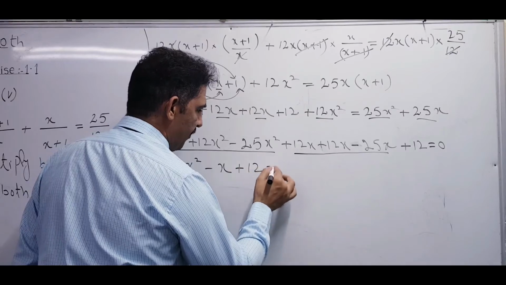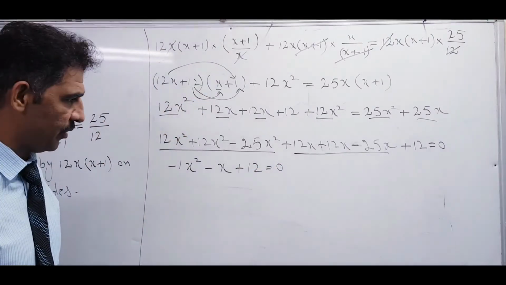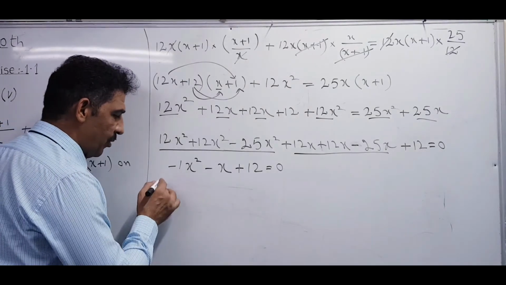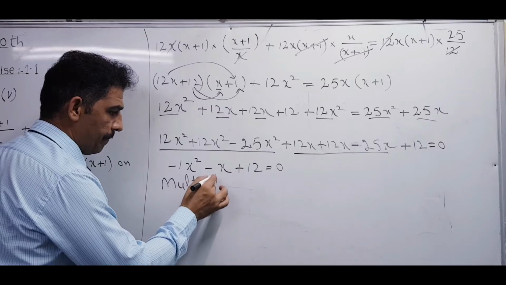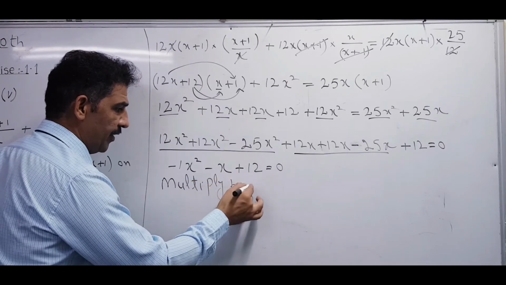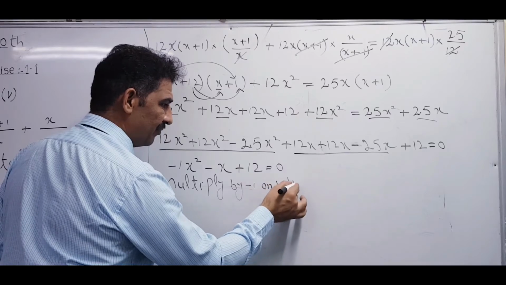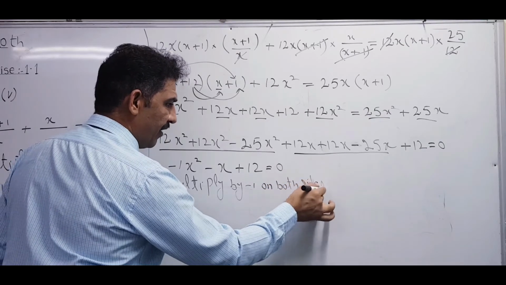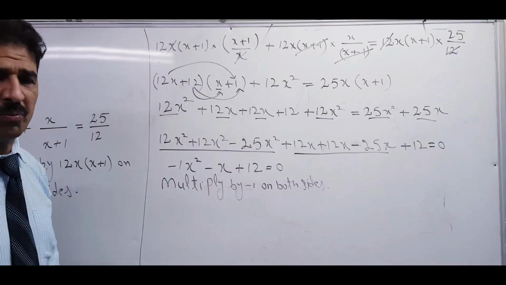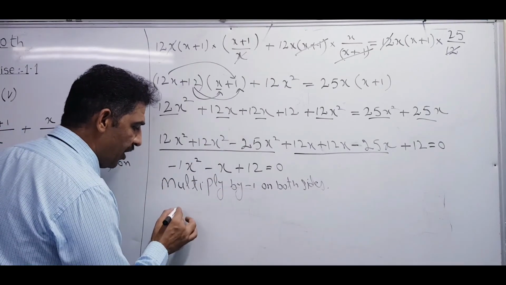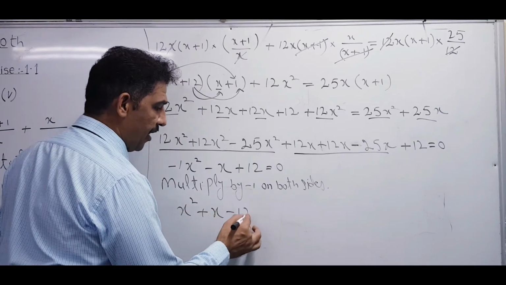Plus 12. Same. If the first term is a negative, try to make it positive, then it's easy to solve the question. So multiply by minus 1 on both sides. It's not too much change, just changes that one. This negative sign will be changed into positive or positive into negative. So here will become x square plus x and minus 12.